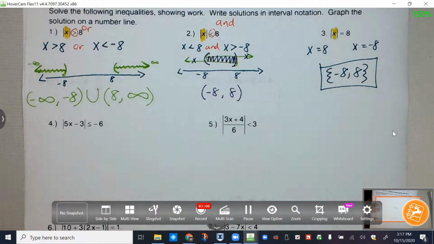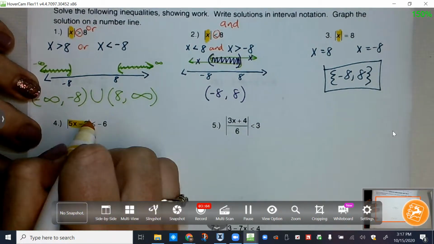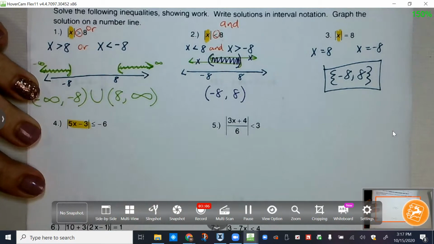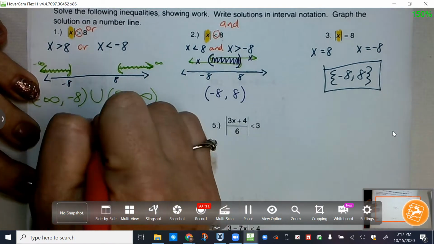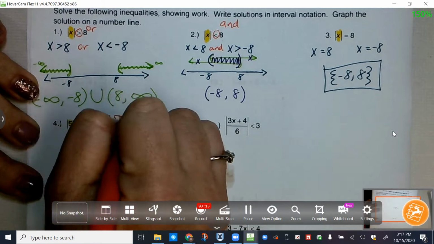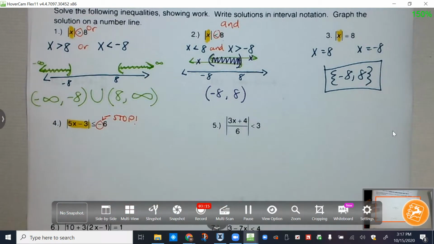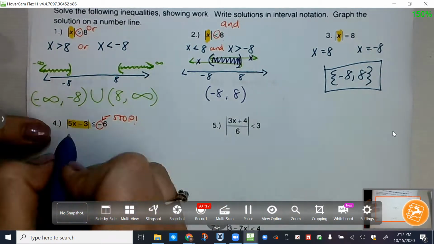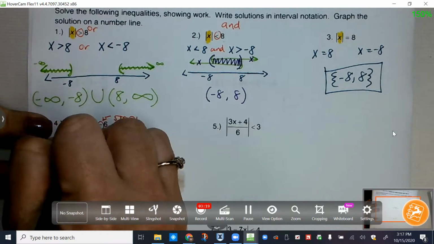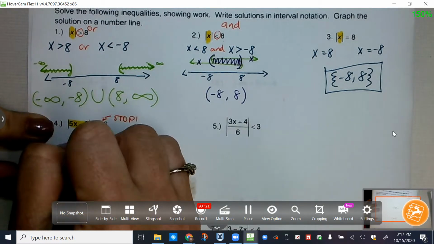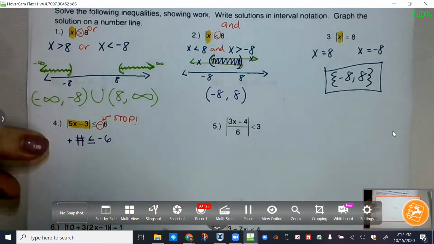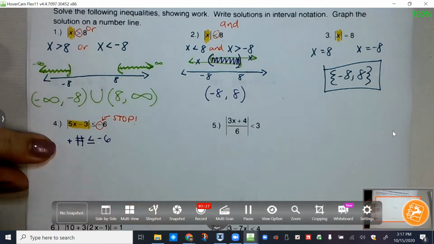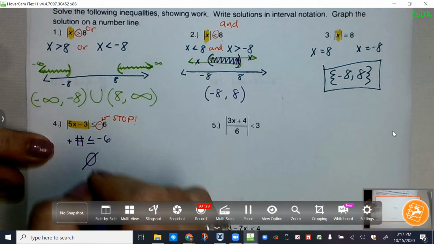Just pause where needed. Okay, so this one, my absolute value is already alone, but it equals a negative. Anytime you have a negative, I want you to realize you stop. Okay, so I want you to remember that absolute values always give you a positive number. It says a positive number is less than or equal to negative 6. Well, a positive number is never less than a negative, therefore this is no solution.